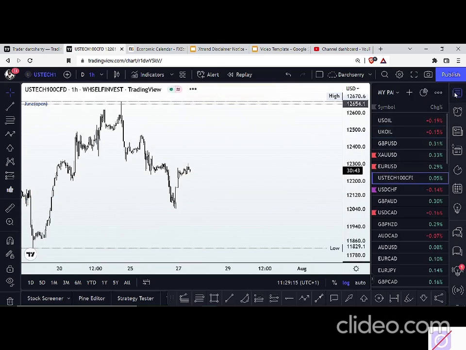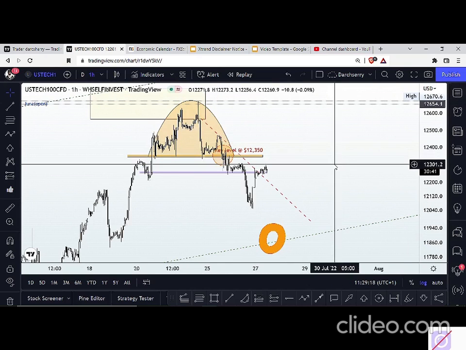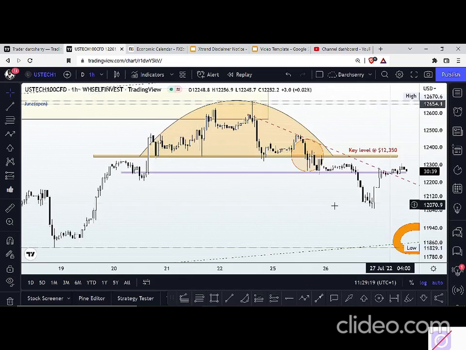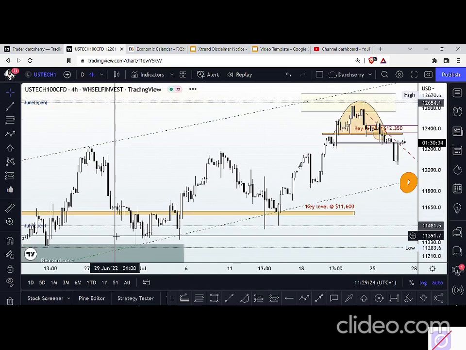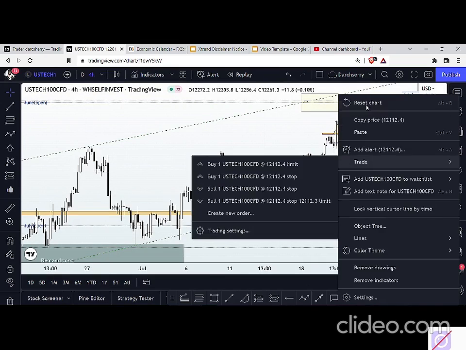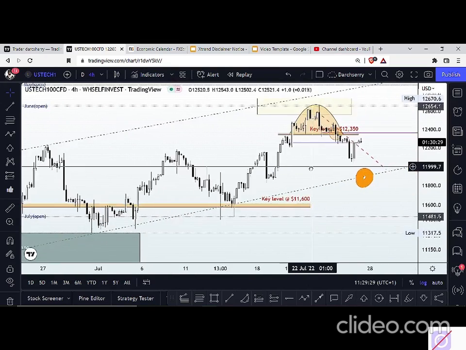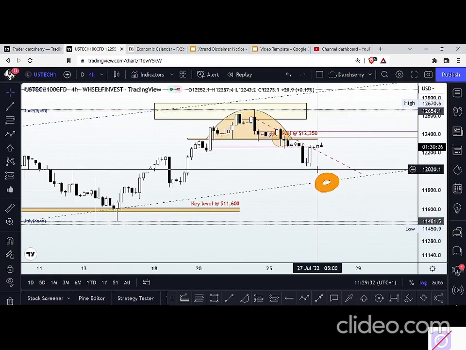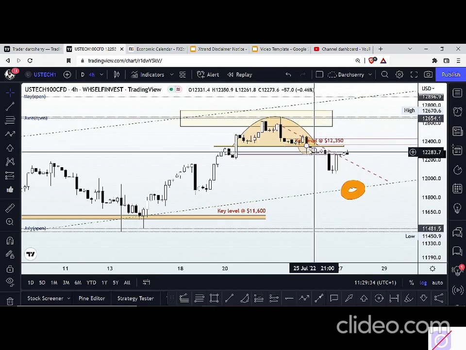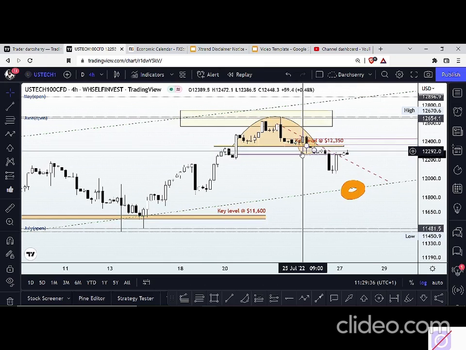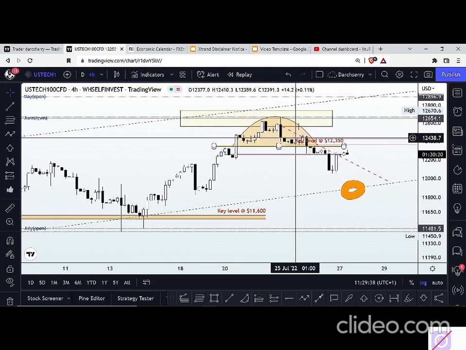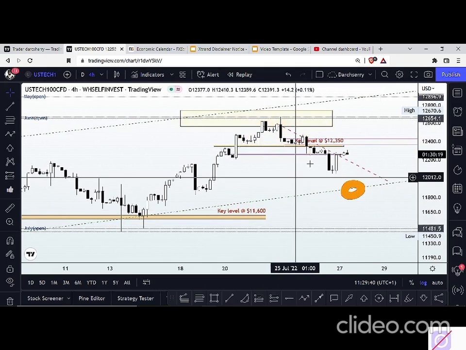USTech. So let's go to USTech already, and if you remember vividly what our expectations were, let's go to the 4 hours time frame where I told you how a selling opportunity is most likely on the US tech. And the reason is basically because of the reversal pattern we identified here on the 4 hours time frame.